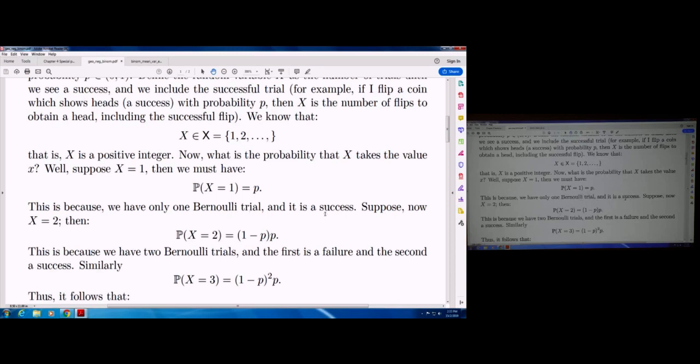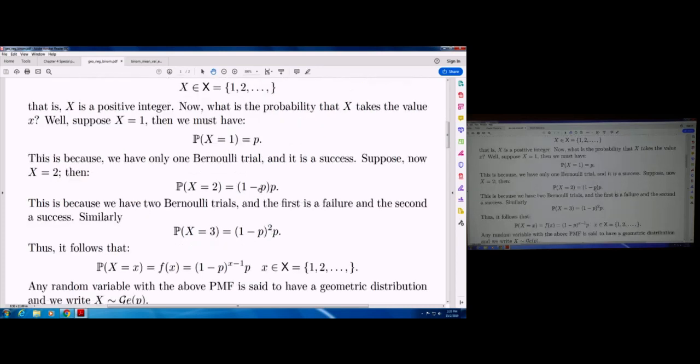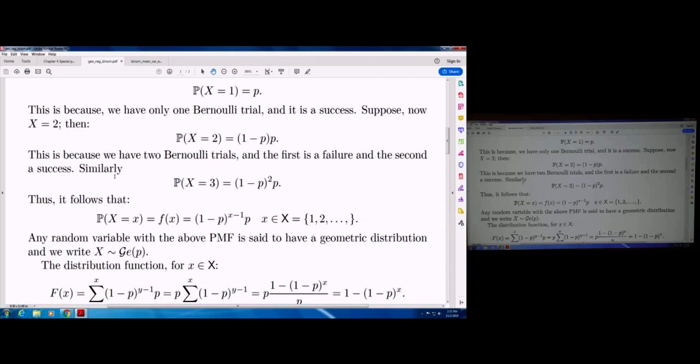Now suppose x is 2. If x is 2, what must happen is, first of all, I have a failure. I flipped my coin, it came down tails. The probability that happens is 1 minus p. What I must do then is flip my coin and it lands heads with probability p, and that flip, don't forget, is independent of the previous one. So the probability that I get tails then heads is 1 minus p times p, because of the independence of the Bernoulli trials.